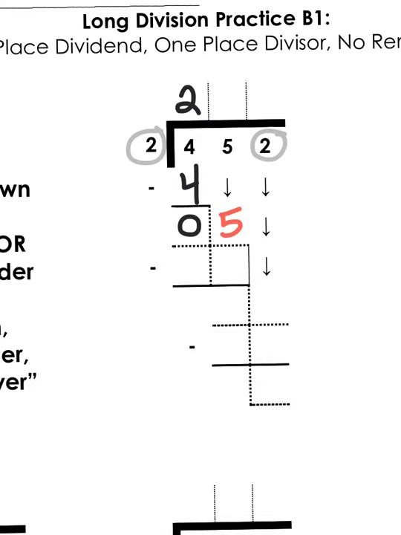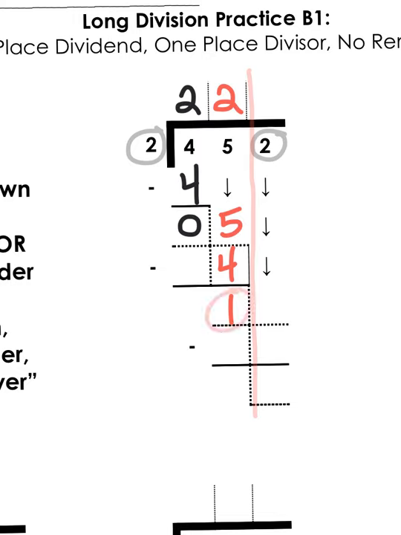So how many groups of 2 can I get out of 5? Well, I know that 2 times 2 is 4. 2 times 3 is 6, and 6 is bigger than 5. So the best I can do is, again, 2 groups. 2 times 2 is 4. So I'm going to subtract the difference. 5 minus 4 equals 1. Now, if we were just dividing 45 by 2, our answer would be 22 with a remainder of 1.